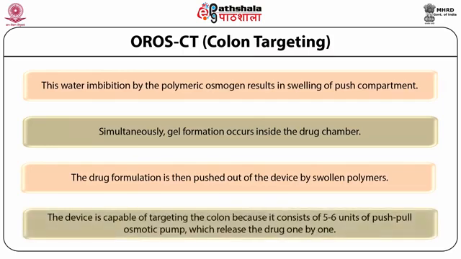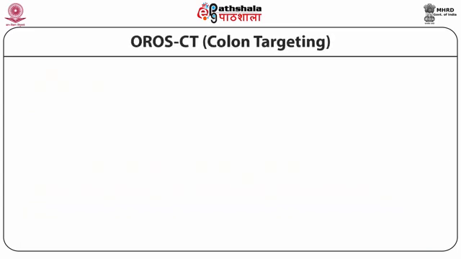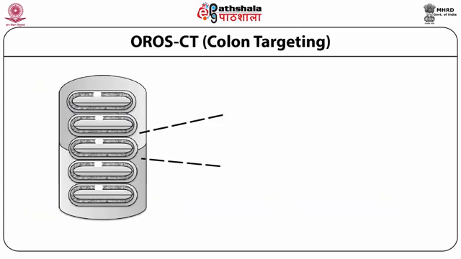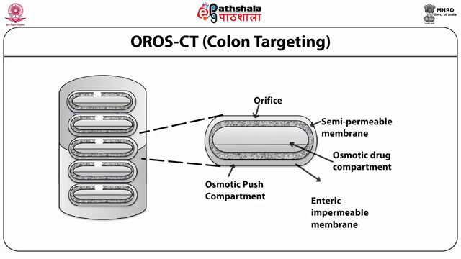So this device is capable of targeting the colon because it consists of 5 to 6 units of push-pull osmotic pump, which release the drug one by one. Obviously, it has a coating layer within the capsule. That coating layer is made of a material that dissolves only at intestinal pH. So this is a basic diagram of this colon targeting osmotically active or osmotically regulated drug delivery system.